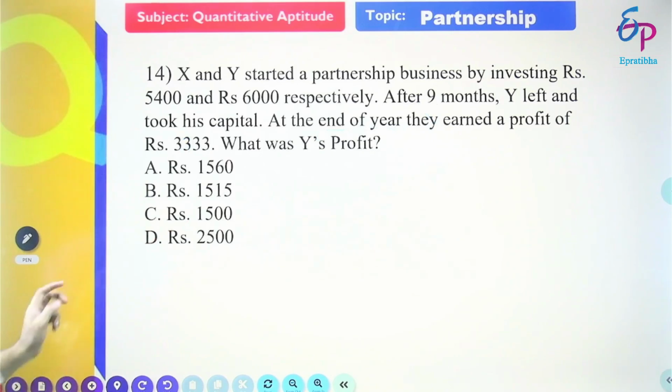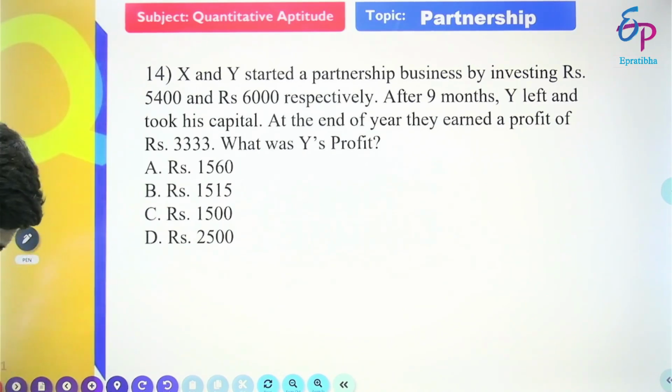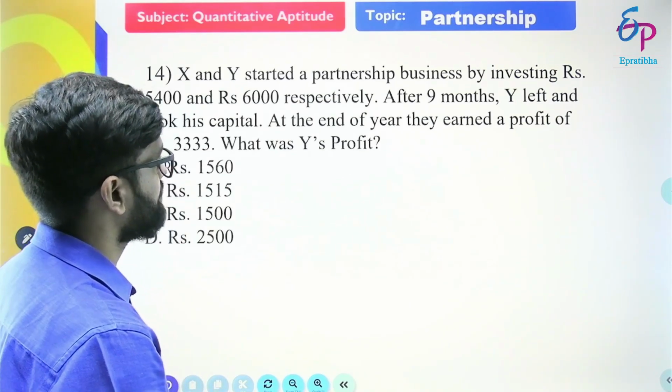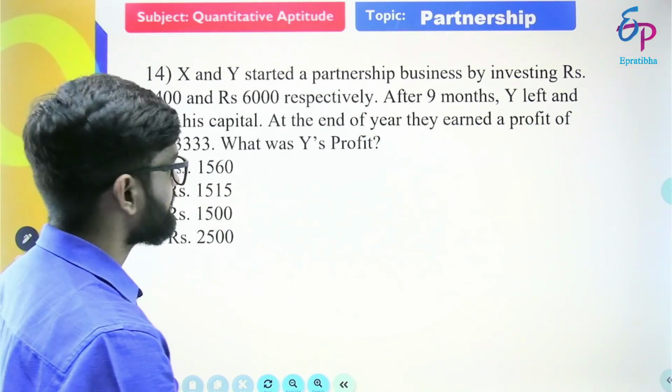Okay, solve this question then. X and Y started a partnership business by investing 5,400 and 6,000 respectively. After 9 months, Y took his capital. At the end of the year, they earned a profit of rupees 3333. What is Y's profit?